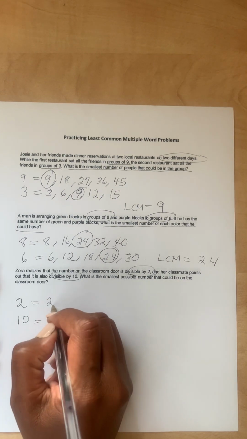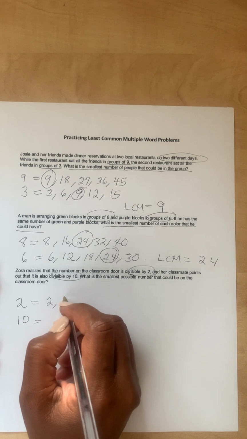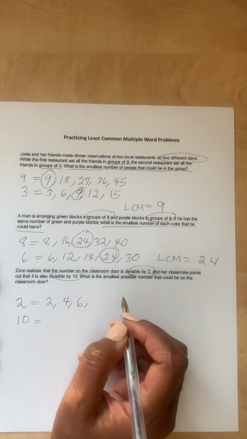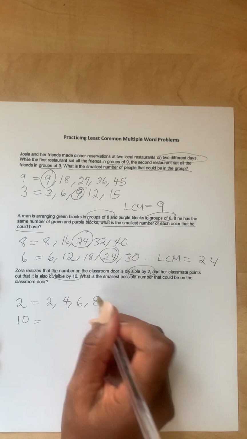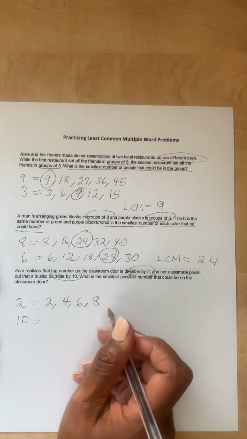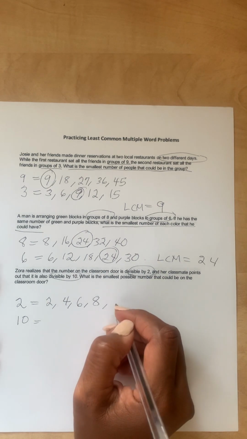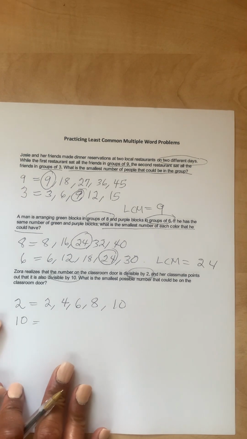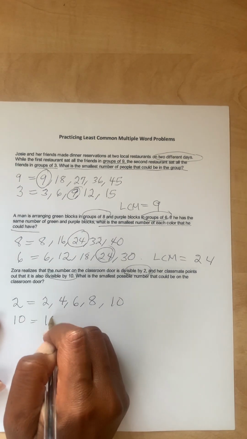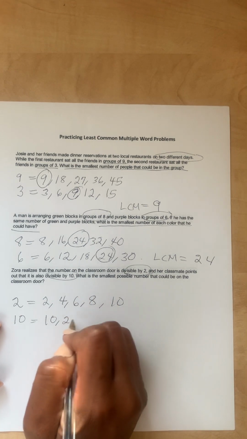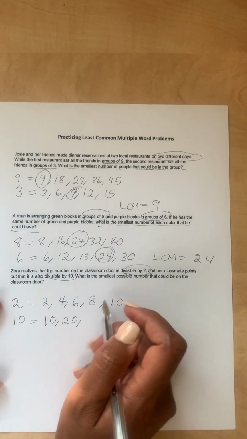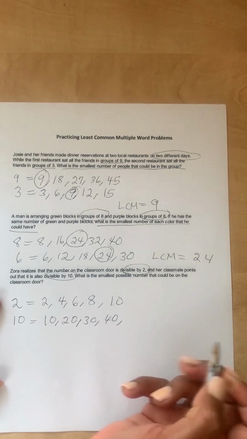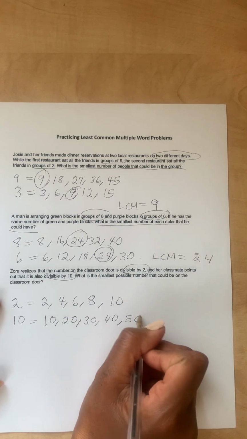2 times 1 is 2. 2 times 2 is 4. 2 times 3 is 6. And then 2 times 4 is 8. 2 times 5 is 10. Okay, and the same with 10. We go 10 times 1 is 10. 10 times 2 is 20. 10 times 3 is 30. 10 times 4 is 40. 10 times 5 is 50.